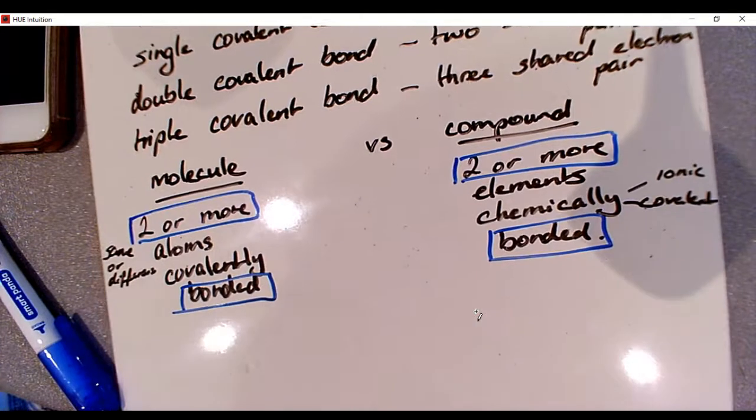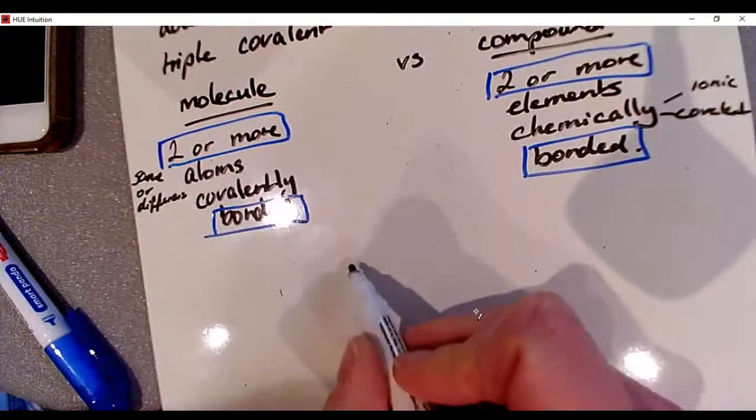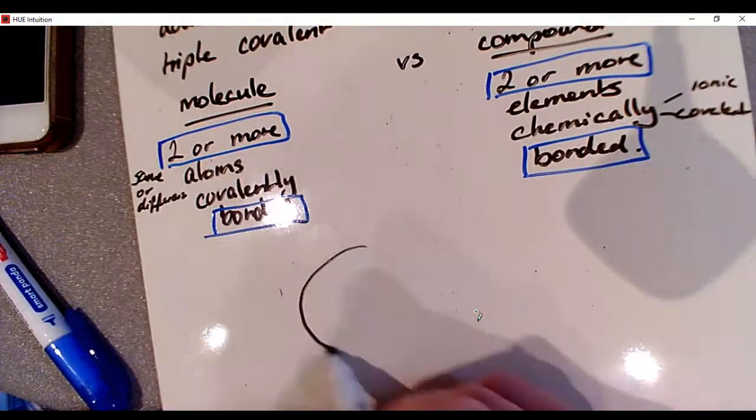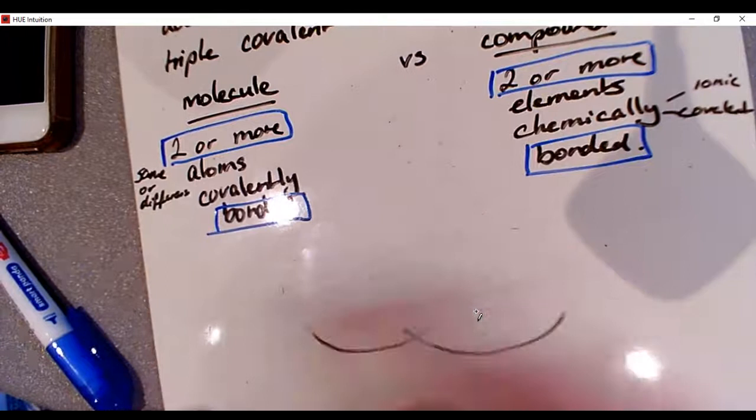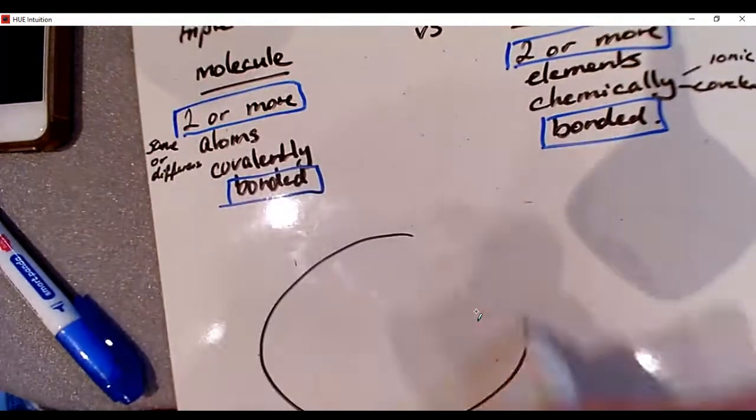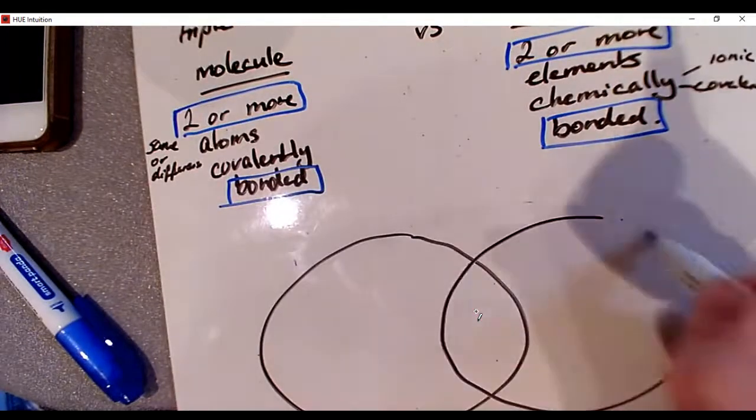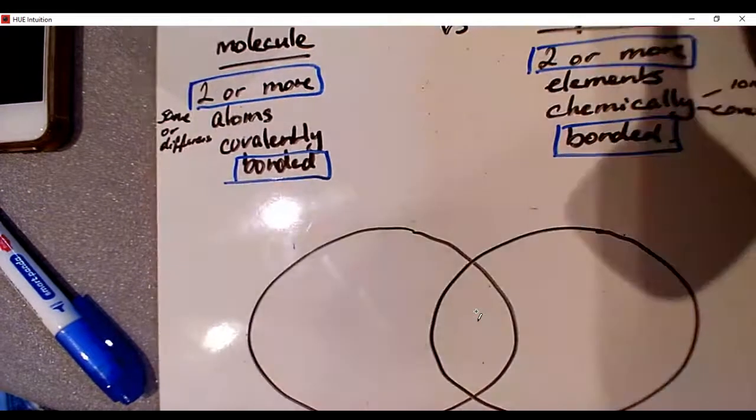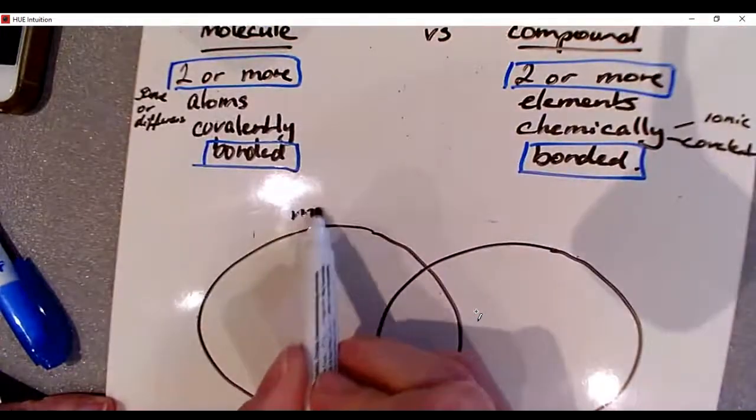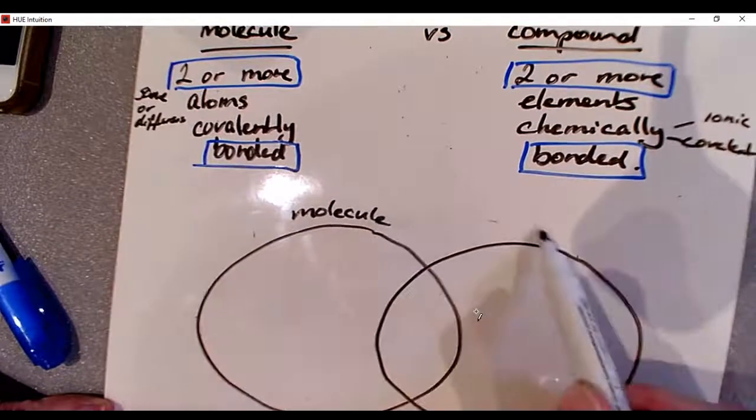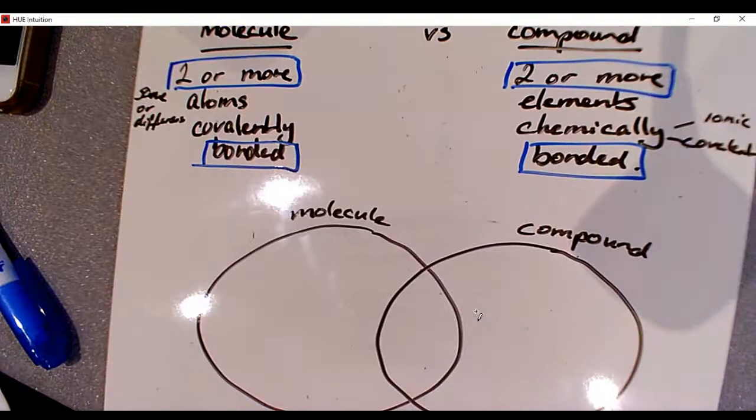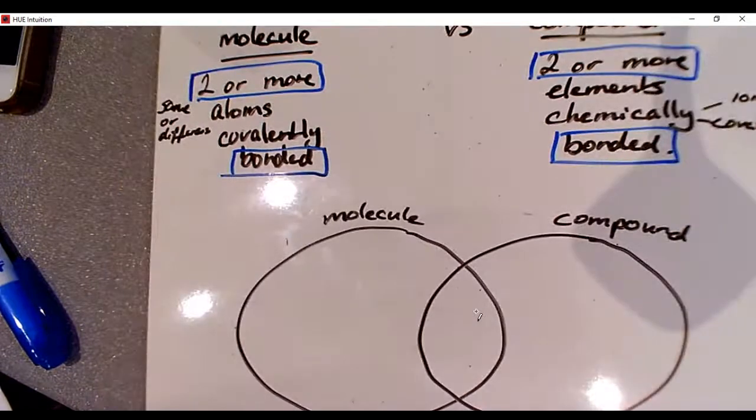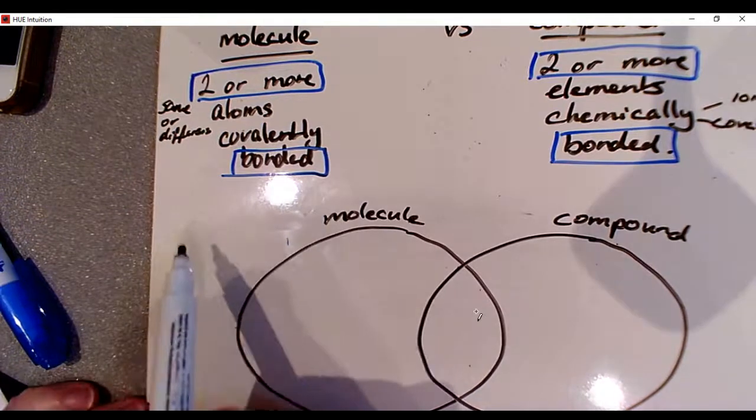So I'll give you an idea of this. You're going to do a little Venn diagram along with me. Over here, we're going to have molecule. And over here, we're going to have compound. Anything that belongs just to one and not the other, we're going to put separate. And anything that's both goes in the overlapping space. So I'm going to give you the first one.